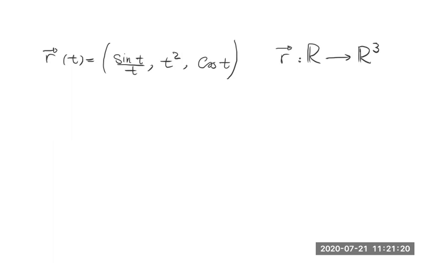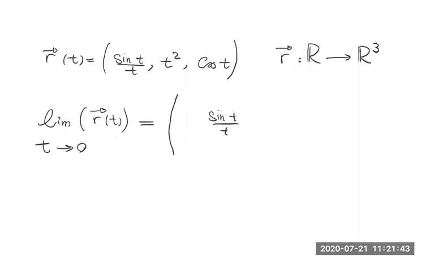Now we can take limit of these functions. For example, what is the limit of this function r of t when t goes to 0? Let's first define what the limit means. We have three functions here: sine of t over t, t squared, and cosine of t. What do we mean by limit? It basically means take the limit of all of them.